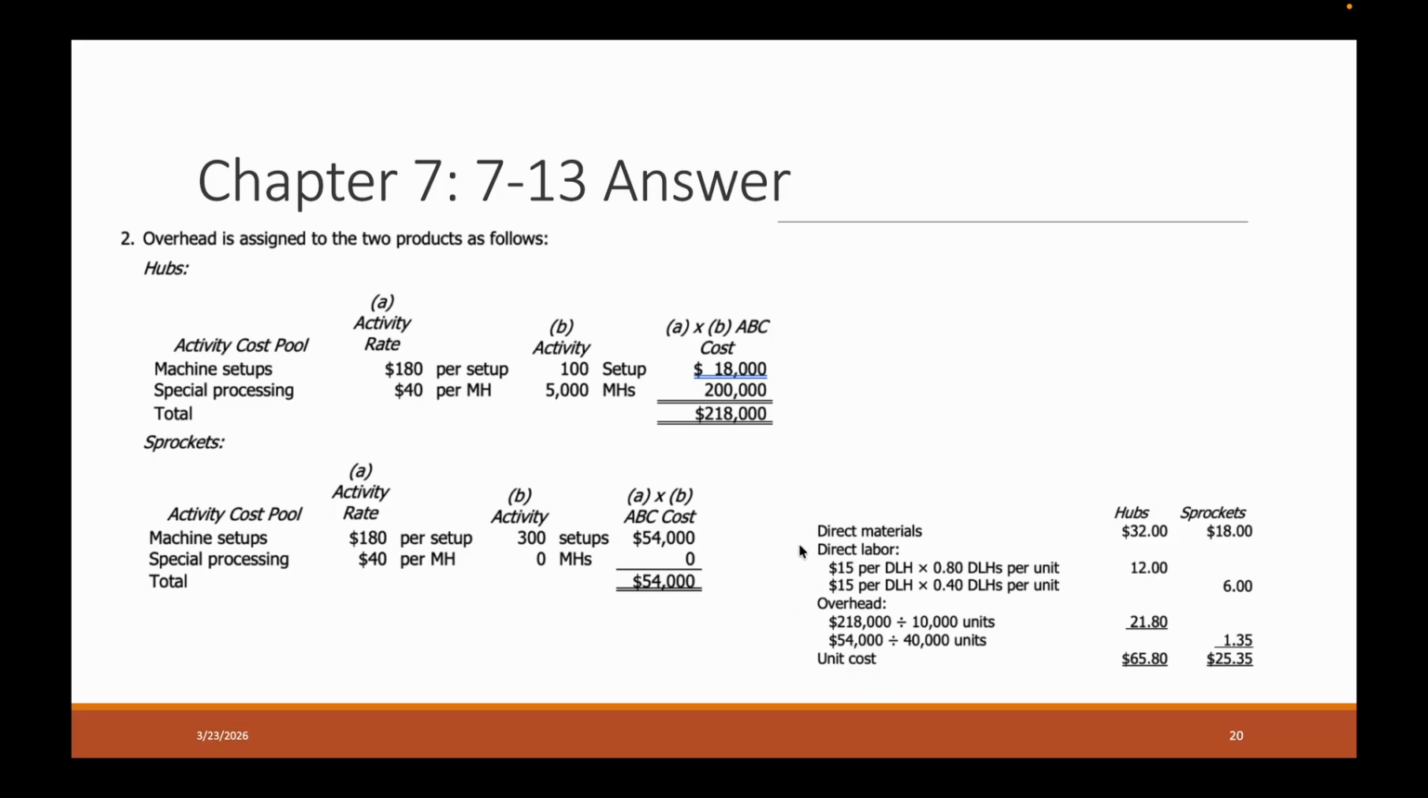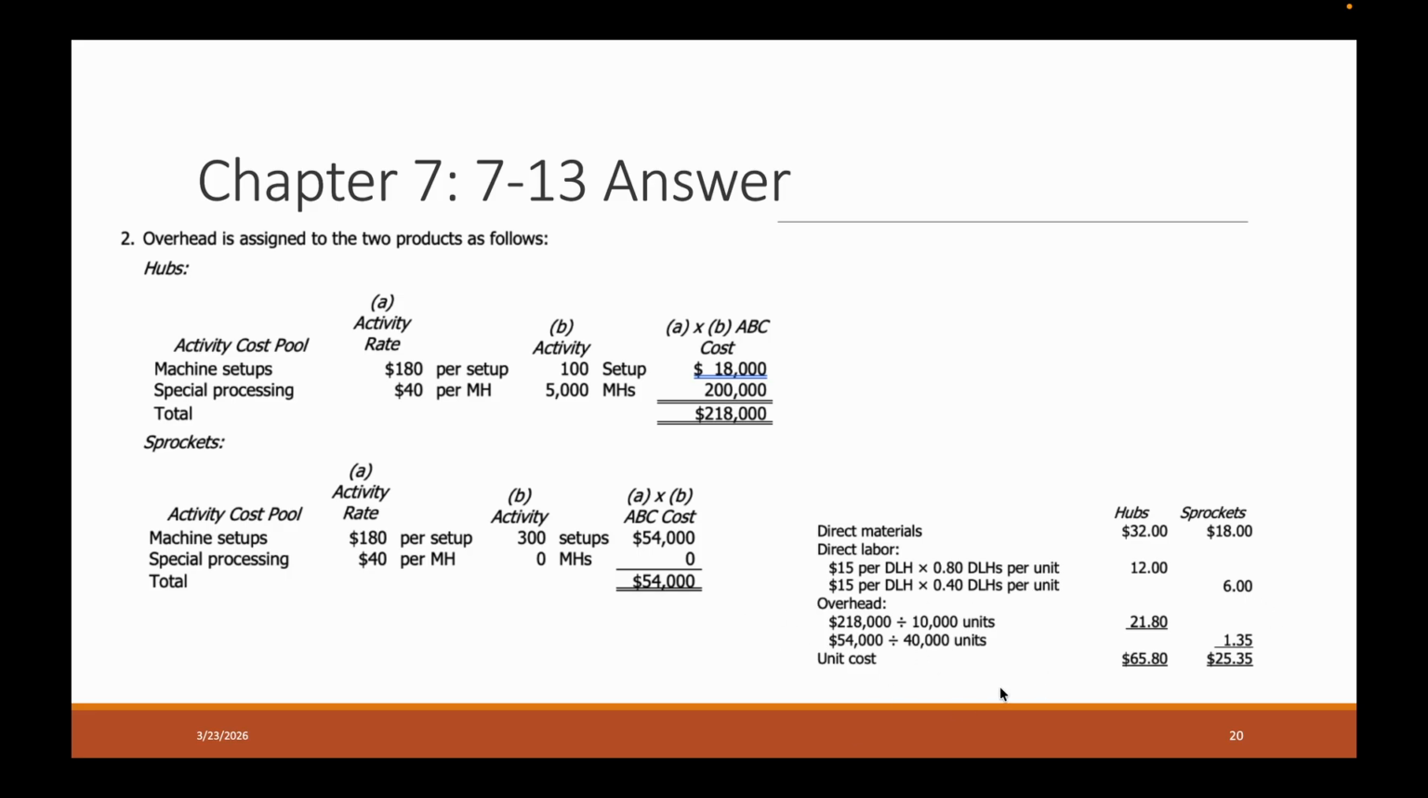So now we want to calculate the unit costs, and as you've seen 1,000 times in this course, you add direct materials plus your direct labor plus your overhead. Those are the big 3 in this class. You start with your direct materials. It was given to us in the problem that it costs $32 per unit for hubs and $18 per unit for sprockets. Now direct labor, again, it was given to us that it's $15 per direct labor hour, and it takes 0.8 direct labor hours per unit of hubs and 0.4 direct labor hours per unit for sprockets. So you can multiply that 15 by that 0.8 and 0.4, and that gives you $12 per unit and $6 per unit.